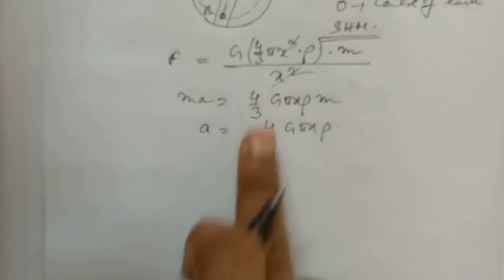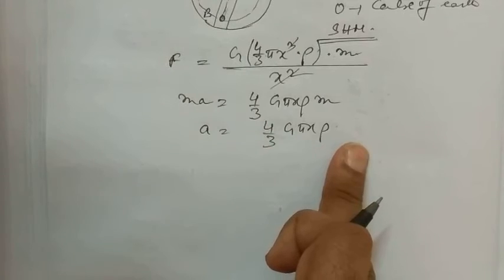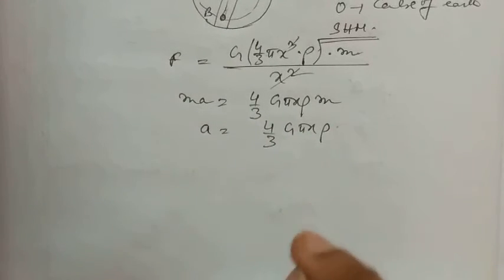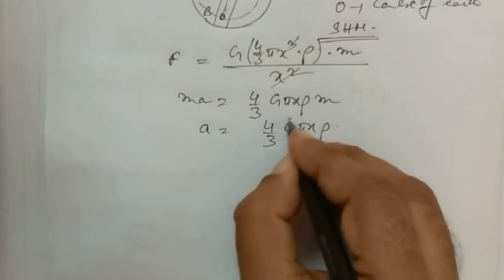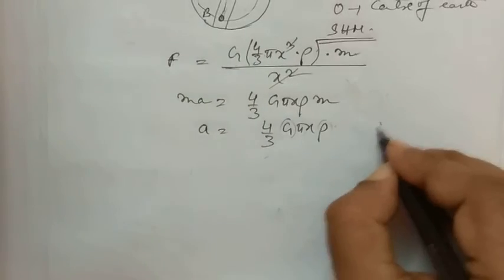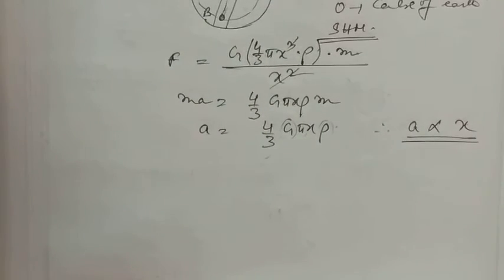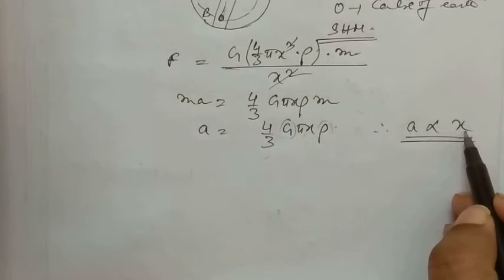The value of acceleration will be 4/3 g pi x rho. Now first we can prove whether this motion is an SHM or not. 4/3 is a constant, g is a constant, pi is a constant, and rho is also a constant. So we can write a proportional to x, which is the required condition for a motion to be considered an SHM. So a proportional to x.